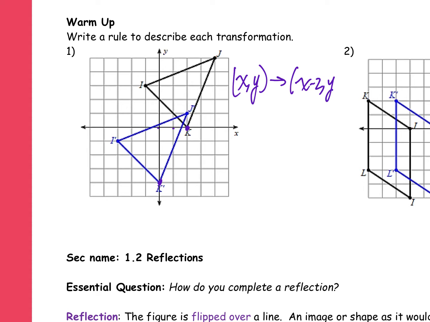And then what am I doing to the Y? I'm going down 1, 2, 3, down 4. So that means I'm subtracting 4. So there's my rule. That's it. I told you I wrote it up at the top.